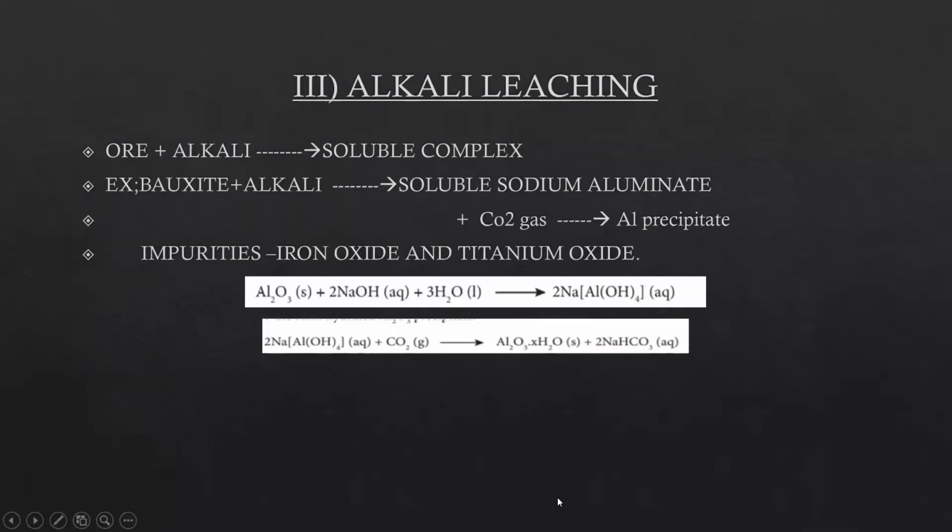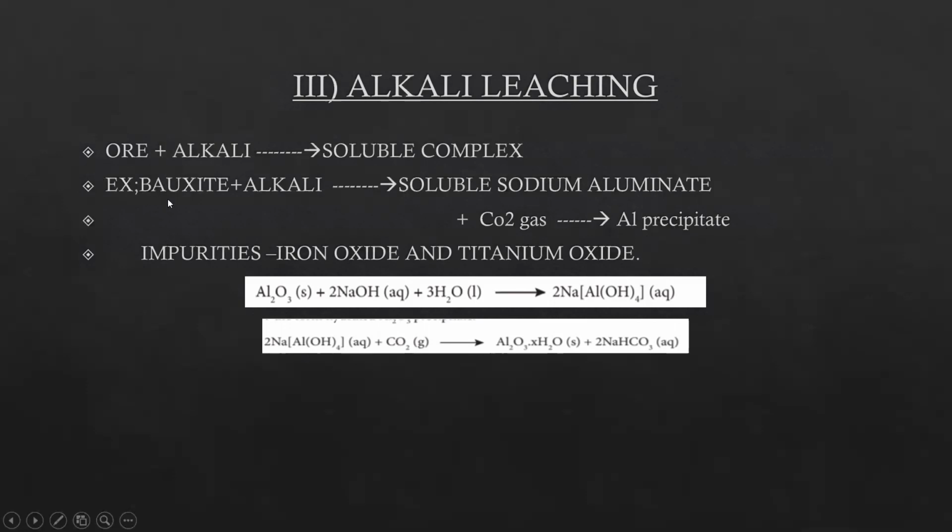Next method is alkali leaching. In this method, we mix the powdered ore with alkali. For the alkali, we take either sodium hydroxide or sodium carbonate. Both react with the ore, and finally we get soluble complexes. This method is applicable for aluminum ore.